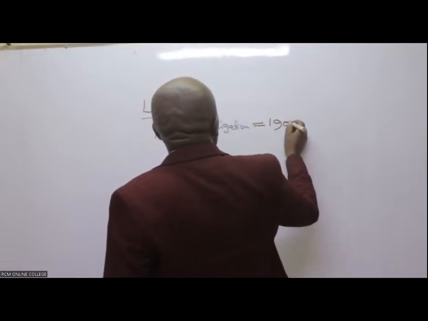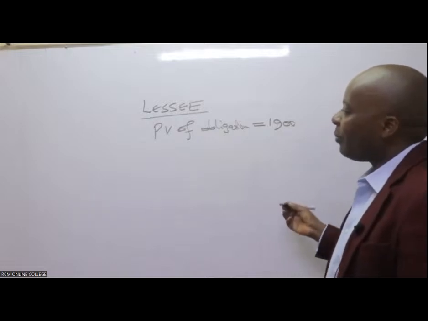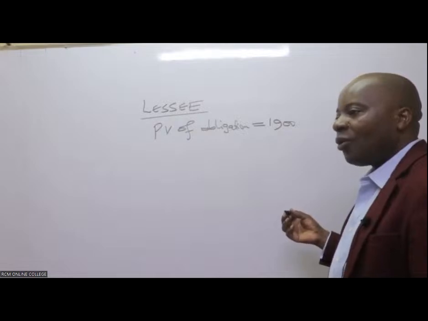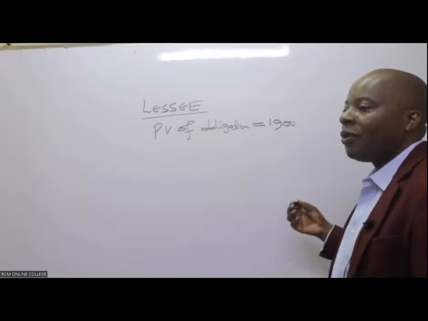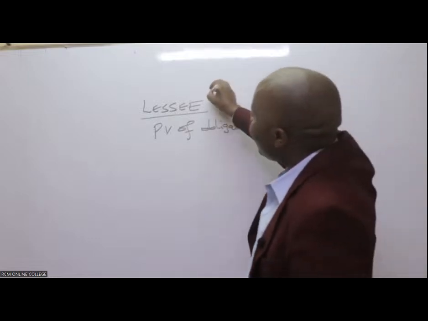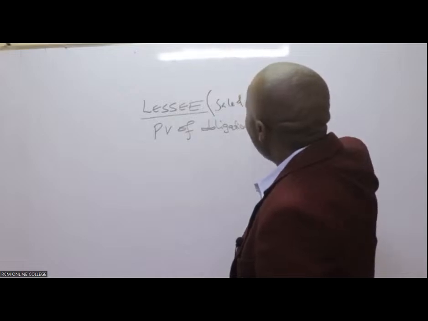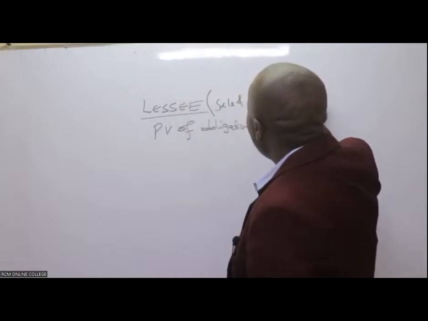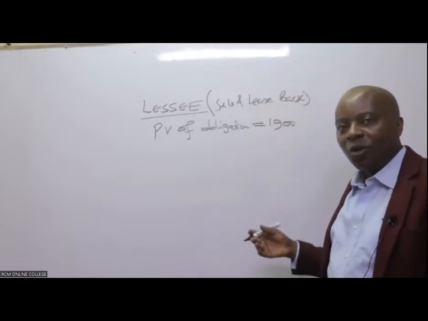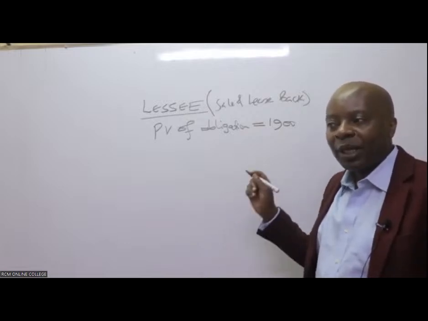I always like chopping off the 3 zeros for millions. So the present value of this obligation is 1,900. Once you give me this present value of the obligation, remember, ladies and gentlemen, this is a sale and lease back. So you can't tell me that this amount will be the right of use. No, there is a special formula for getting the right of use, and I will not apply that special formula here.